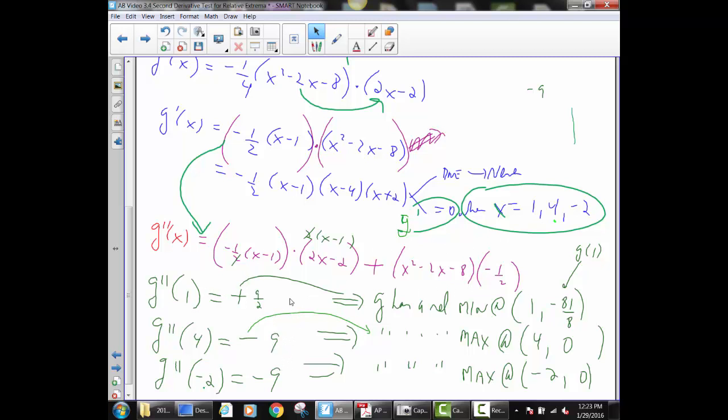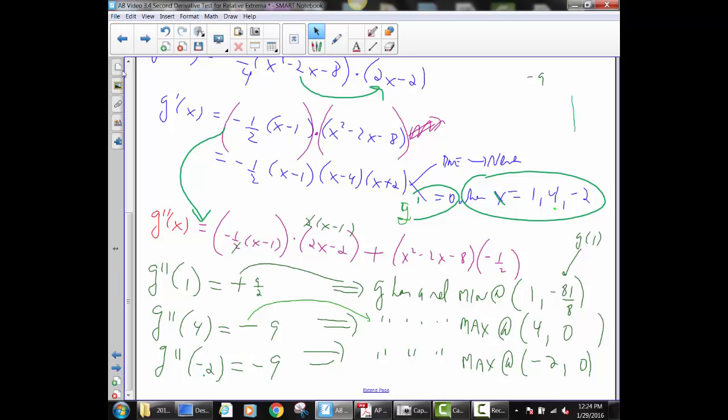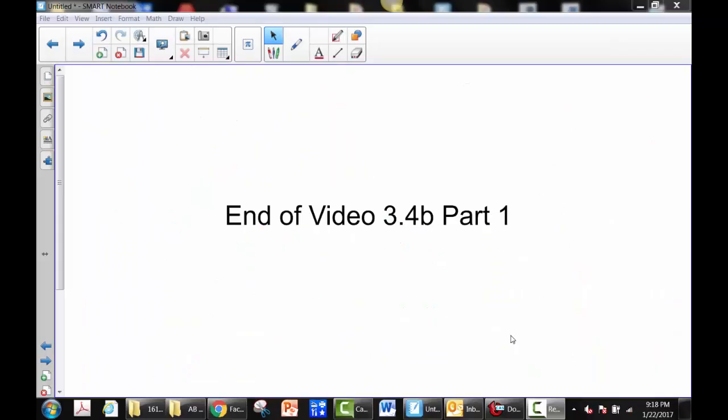Since the second derivative is positive, remember that's concave up, which means it'll have a relative min at 1 comma g of 1. For the other two, the second derivative is negative, so the graph is concave down, which means you'll have a max at 4 comma g of 4, which happens to be 0, and at negative 2 comma g of negative 2. And that's the end of video 3.4b, part 1.